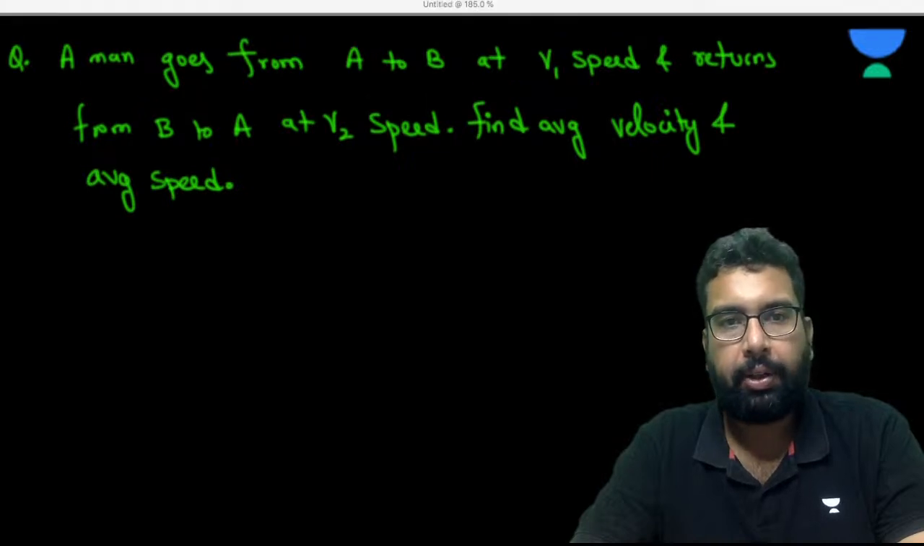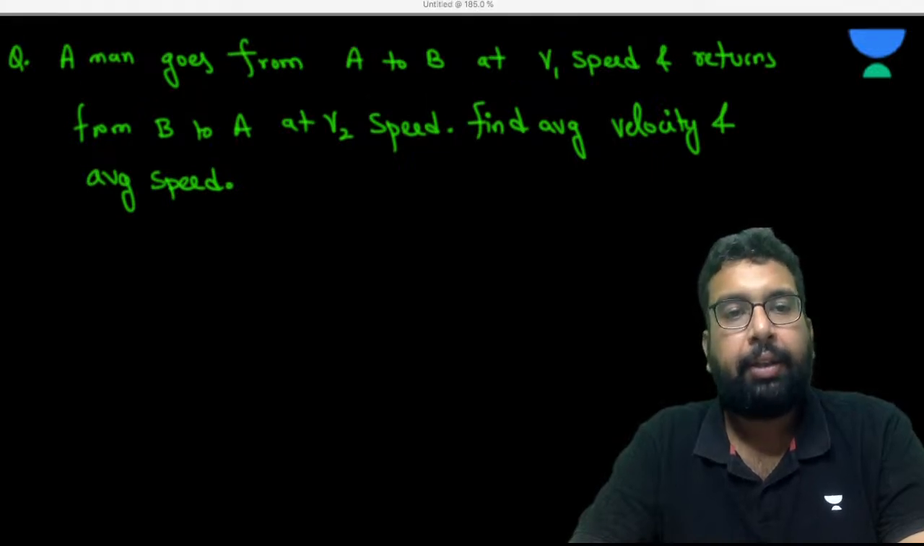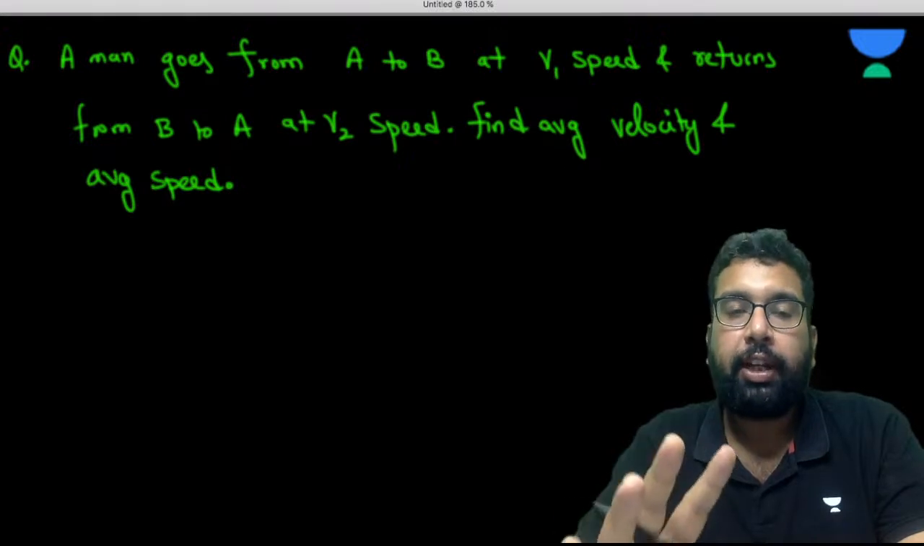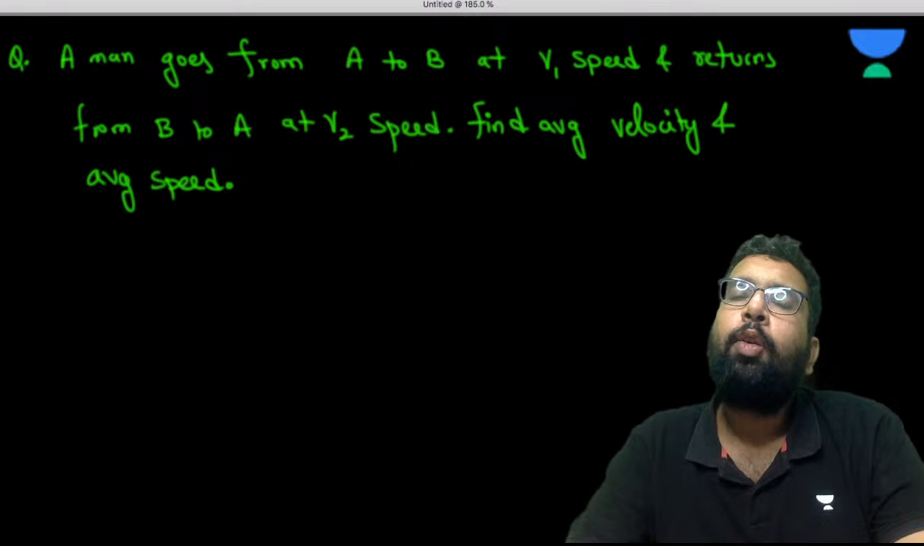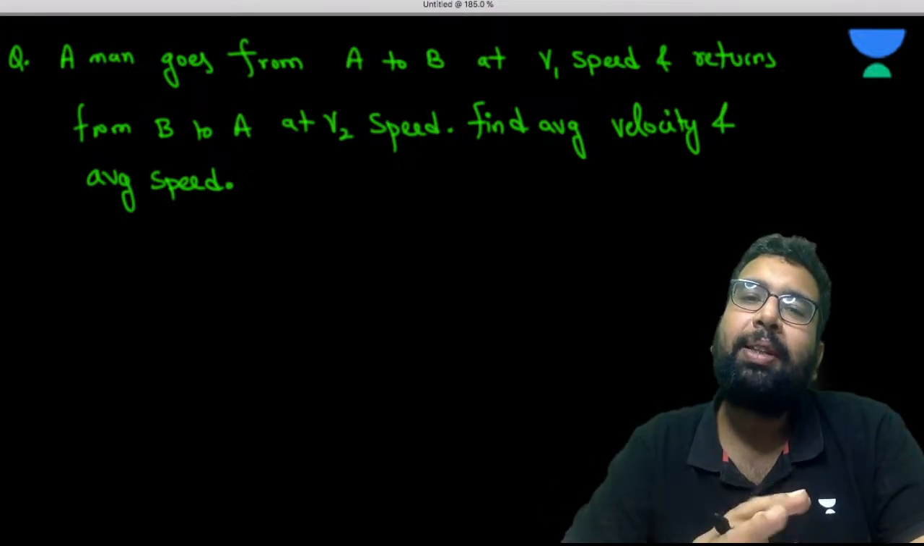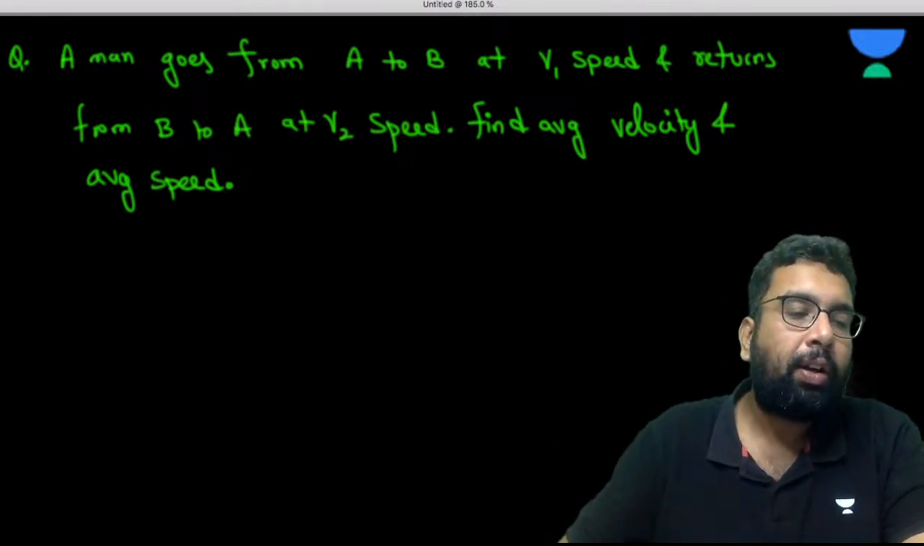See, in each of the questions, firstly, you have to think what they are asking you. You have only one formula. What is the formula, sir? Speed is equal to distance upon time.